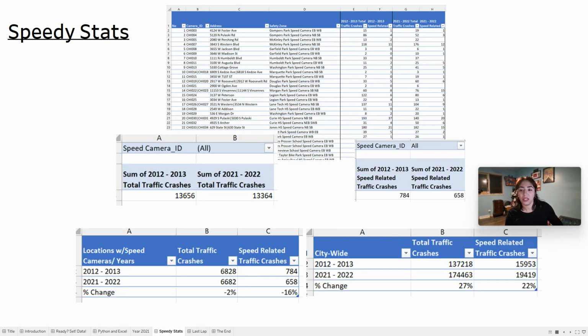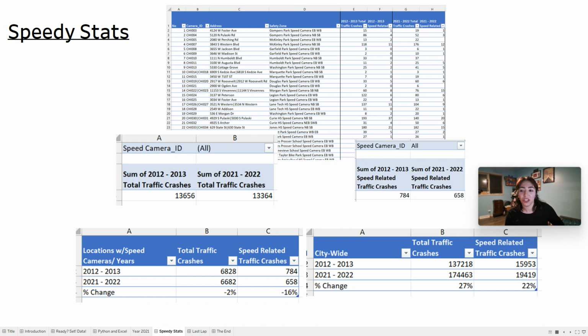To better understand this data, I compared a time in the city when no speed cameras were in use to when the cameras were installed. This realization led to my discovery that in this specific area, before the speed cameras were installed from 2012 to 2013, the area had a total traffic crashes of 6,828, while in the year that the speed cameras were installed from 2021 through 2022, only 6,682 total traffic crashes were recorded.